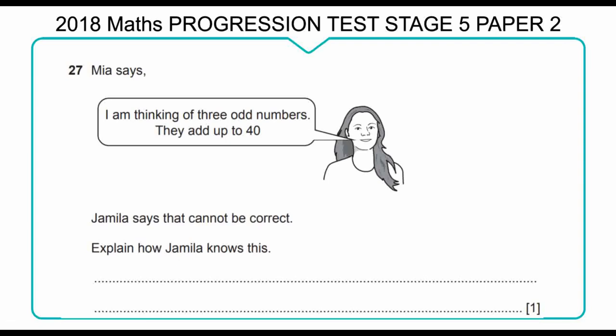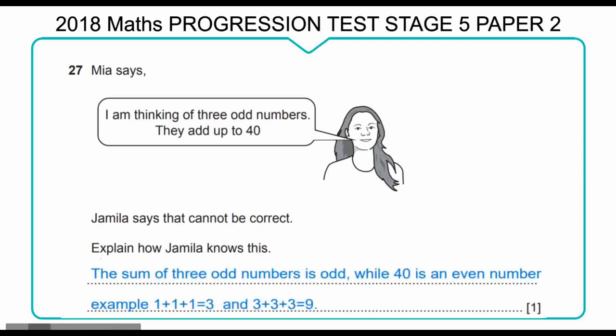Have you got the answer? So the sum of 3 odd numbers is odd, while 40 is an even number. Example, 1 plus 1 plus 1 is 3, and 3 plus 3 plus 3 is 9. So that's how Jamila knows that Mia is wrong. Next, let's move on to next number.